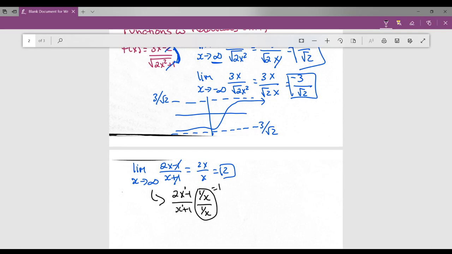Essentially you divide the top and bottom by the highest degree exponent in the whole function, in this case 1. So what we generate is 2x over x minus 1 over x, over x over x plus 1 over x. And remember, we're doing the limit as x goes to infinity, which I should have written there.